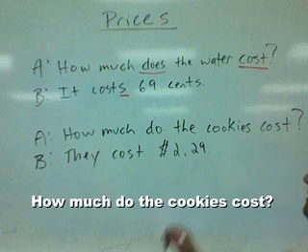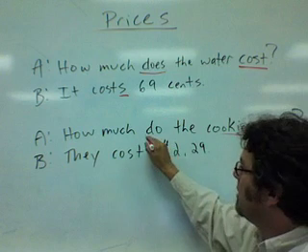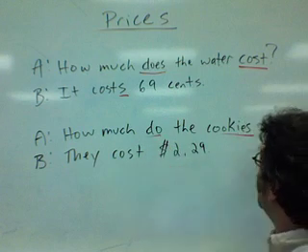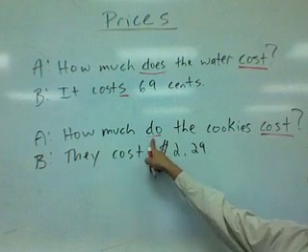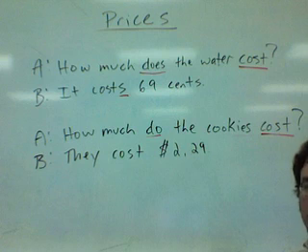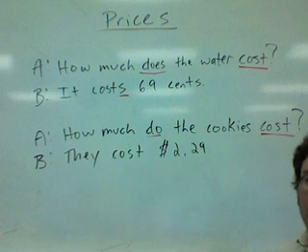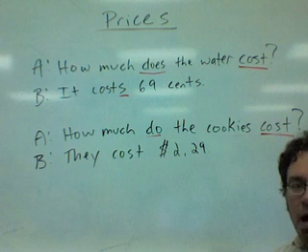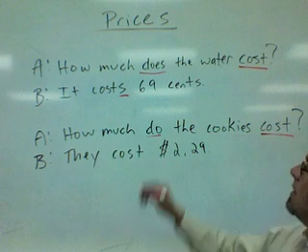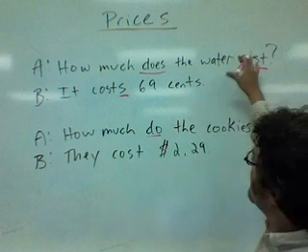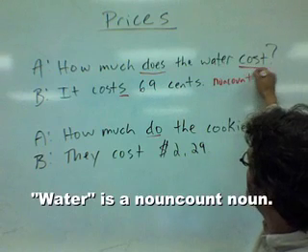How much do the cookies cost? This is plural, so we use a plural helping verb, do, and the main verb is cost. How much do the cookies cost? The answer, using this plural pronoun, they cost $2.29.